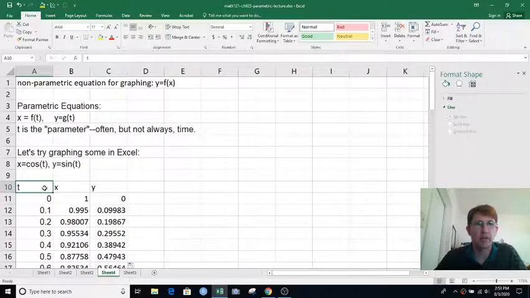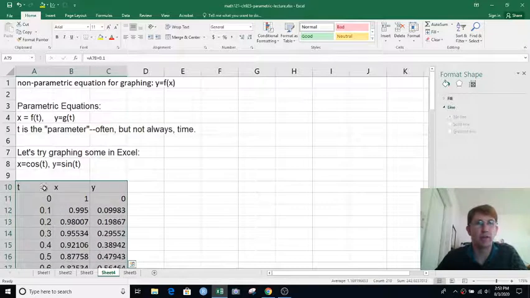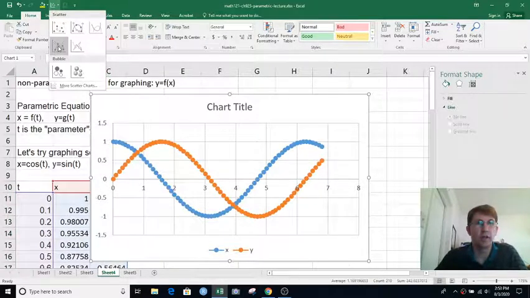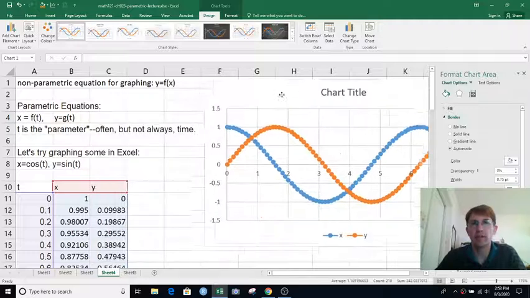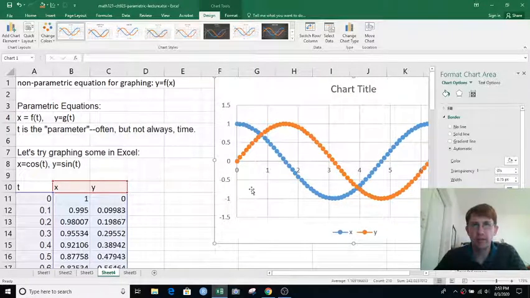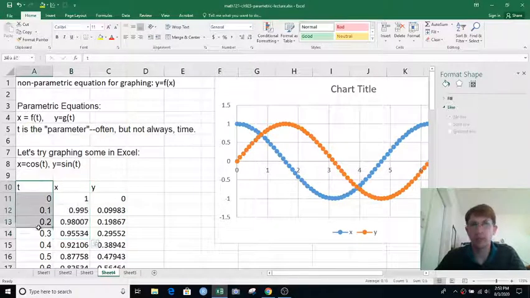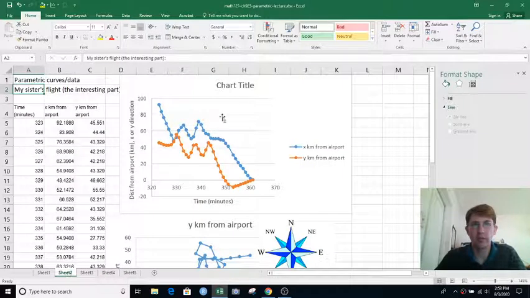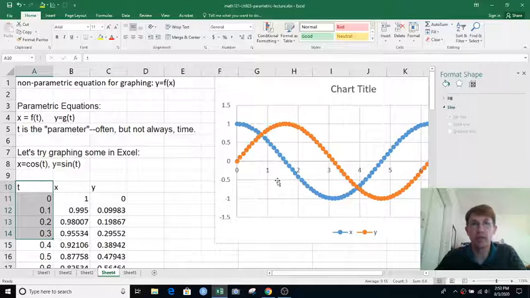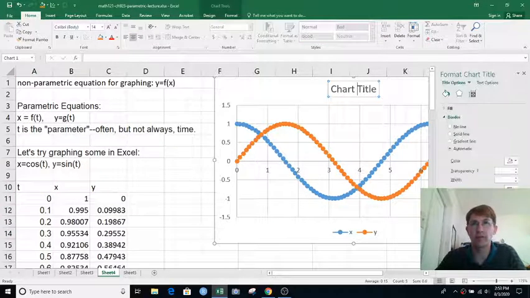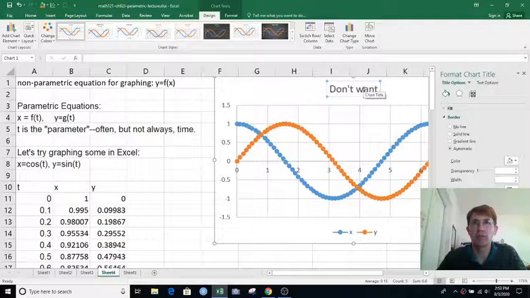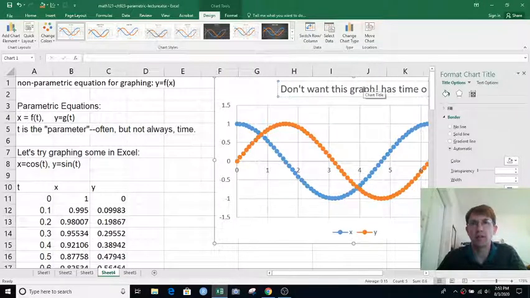What's going to happen if I graph all 3 columns? I get sine and cosine, but this isn't using the horizontal axis as my x values. Here my horizontal axis is my time values, just like we did in this graph, which is kind of interesting sometimes, but that's not the point we're trying to make here. So we don't want this graph. It has time on the horizontal axis.